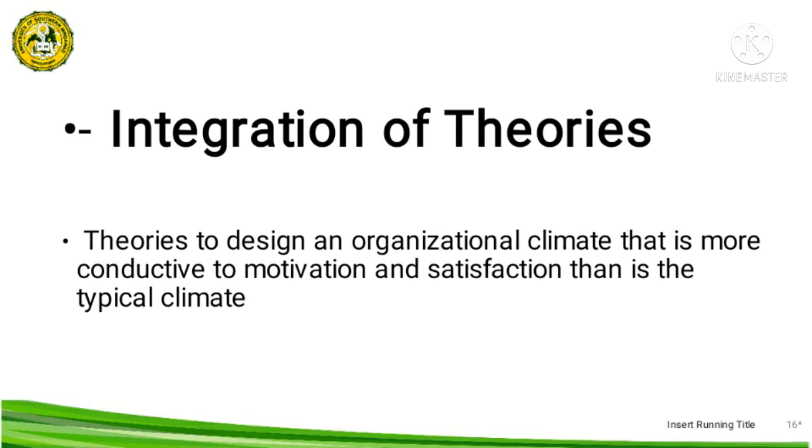In this chapter, we discuss many theories of job satisfaction. The question you must be asking, other than when does this chapter end, is how then do we satisfy employees? Unfortunately, the answer to this question is complex and depends on a variety of factors. We can, however, use the theories to design an organizational climate that is more conducive to motivation and satisfaction than is the typical climate.